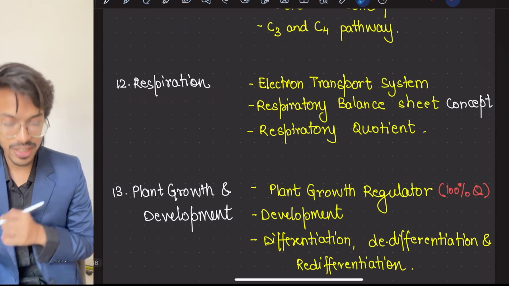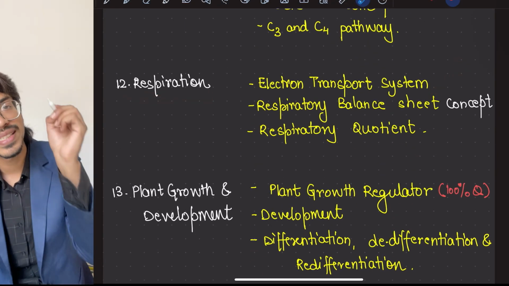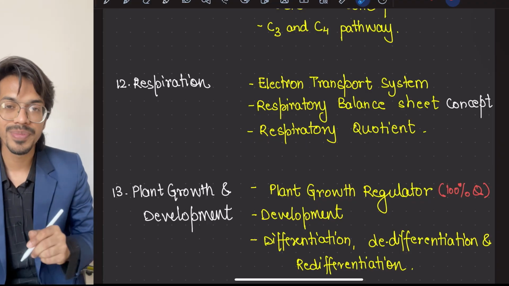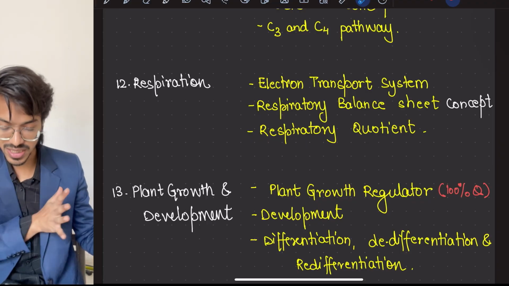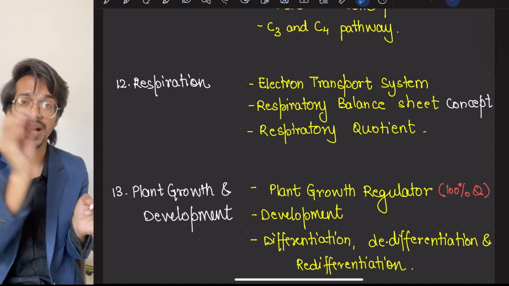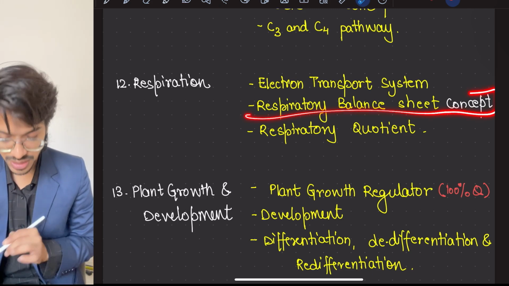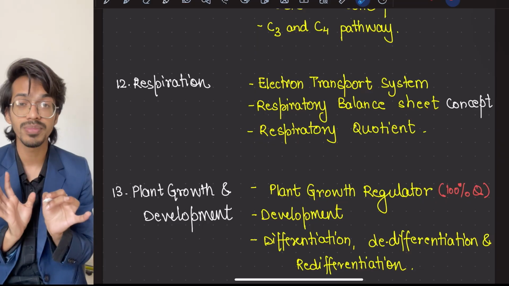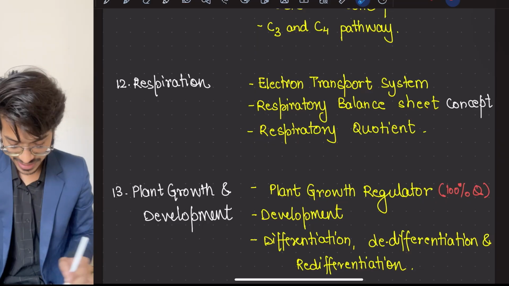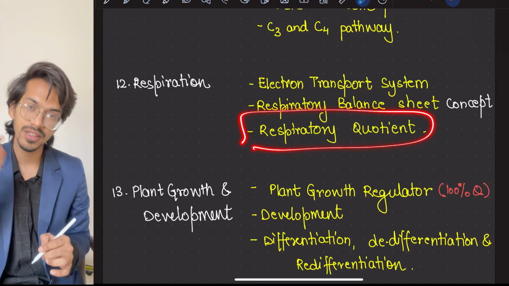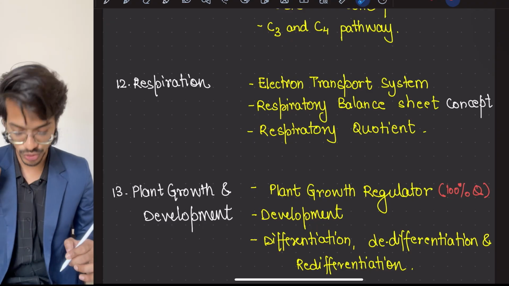From respiration, the electron transport system, which is going to be today's lecture also. From the 30 days 30 important topics, we're going to be studying the electron transport system. I know that you guys are struggling with this, I will help you out. Then the respiratory balance sheet concept, which comprises the whole chapter also. Okay, so that thing is there. And the respiratory quotient, where a match the following question can come to you.